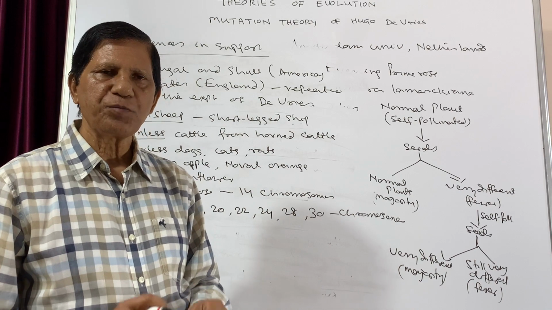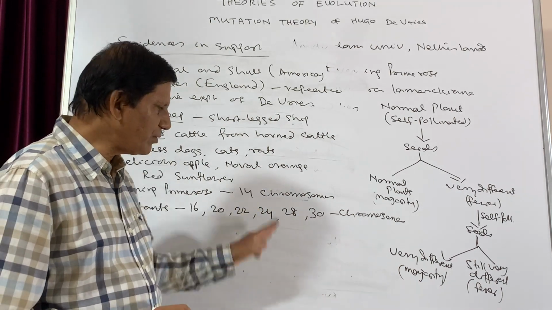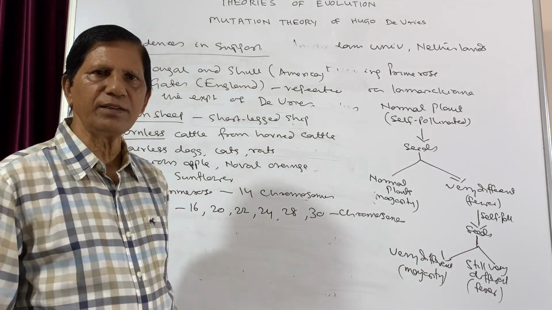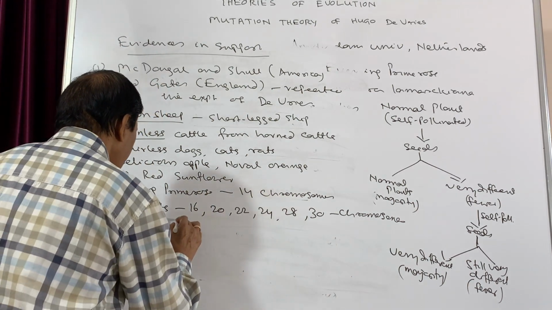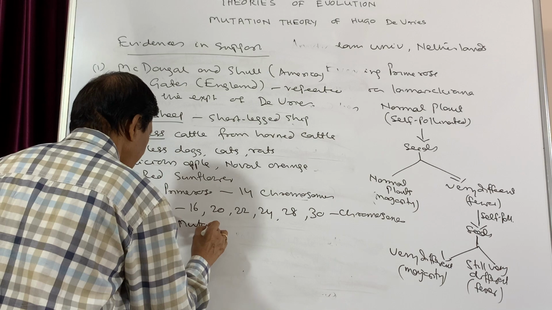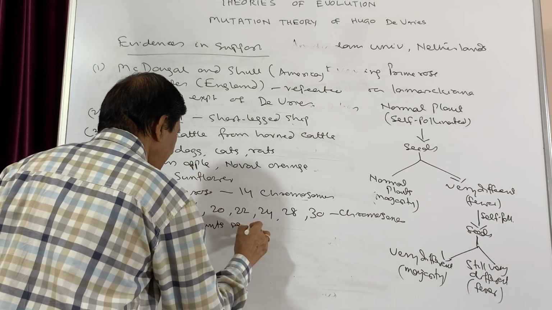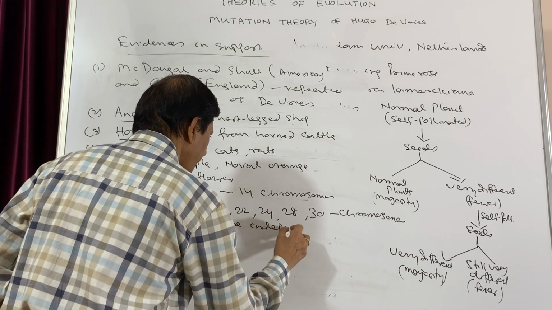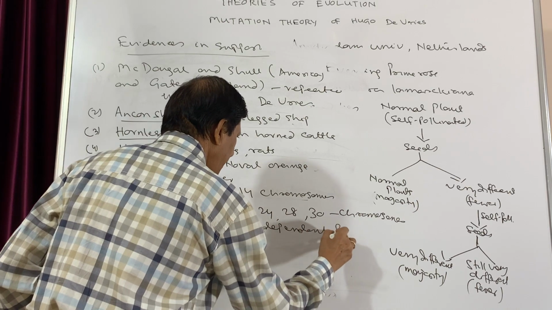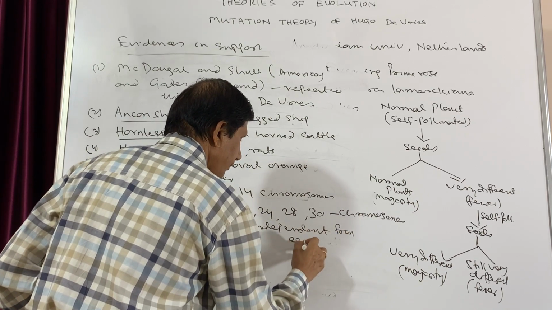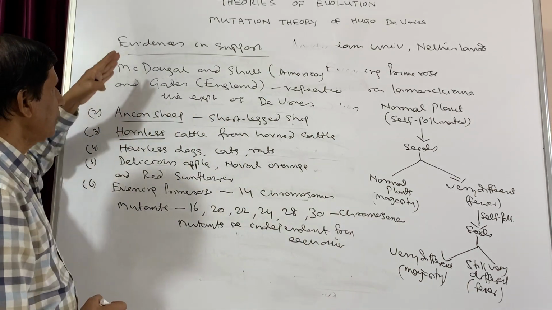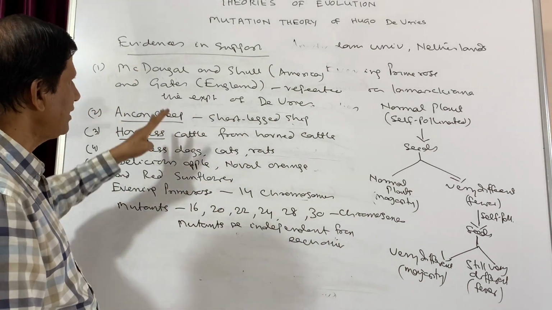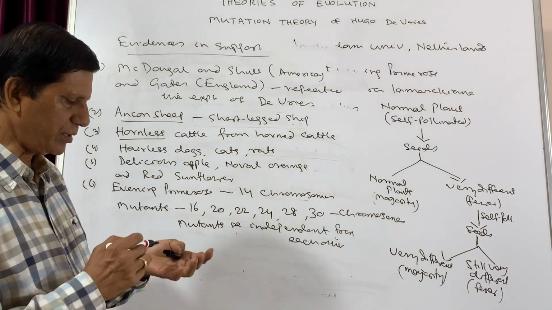That means each mutant is independent of another. That is the most important. That means mutants are independent from each other. So these are the evidences in support of the mutation theory.